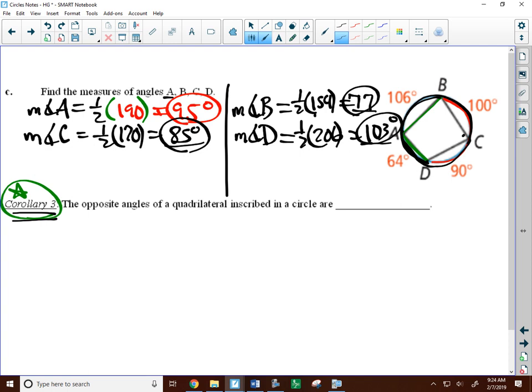The opposite angles of a quadrilateral, an inscribed quadrilateral, are blank. And we can look at A and C, or B and D, and you should notice that the angles are what? Supplementary. Thank you. Supplementary. Sum to 180. Very nice.